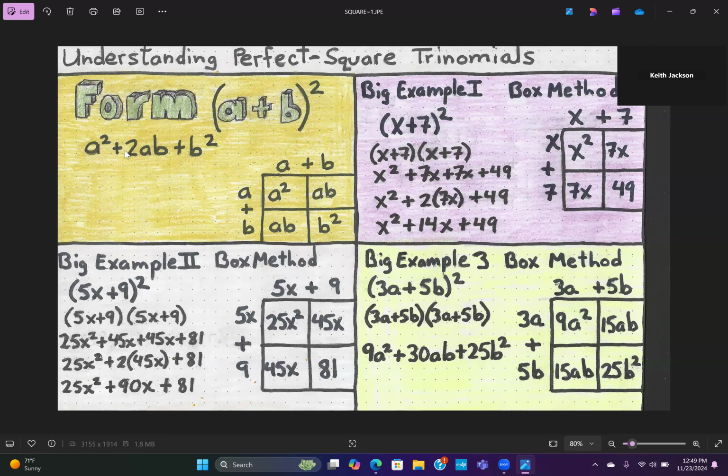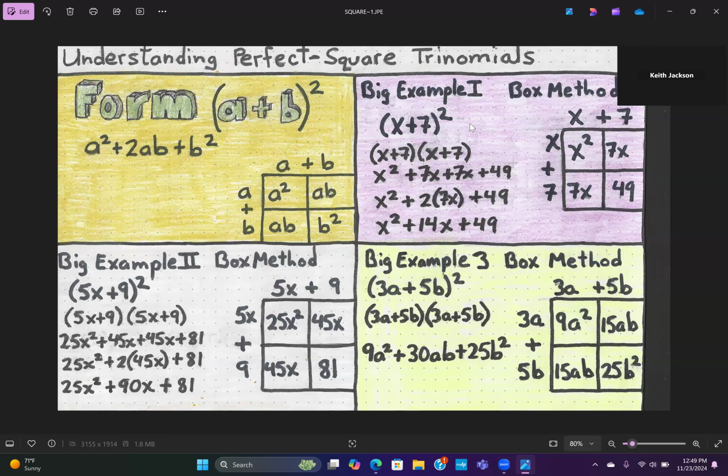That a squared will be our first monomial. We're going to put it out front. And the ab plus the ab will serve as our 2ab right here, which is our second monomial. And finally, our b squared is our third monomial. And now we have a perfect square trinomial. And let us apply this concept to examples 1, 2, and 3.